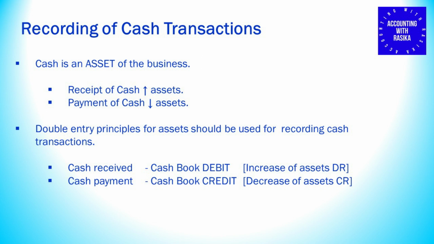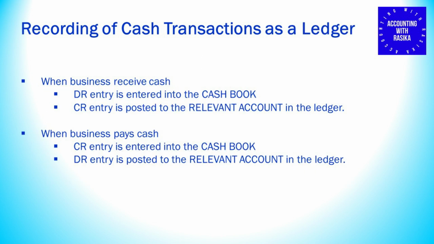Cash received is a debit to the cash book. That's an increase in the asset, so it's a debit to the cash book. And cash payments are a credit to the cash book because it decreases the asset. So when an asset is increased, it's debit, and when an asset is decreased, it is credit. The same principle applies to cash book transactions as well. So once it comes to recording cash transactions as a ledger, the prime entry transaction that we have looked at is: debit cash if a receipt, and credit cash if a payment.